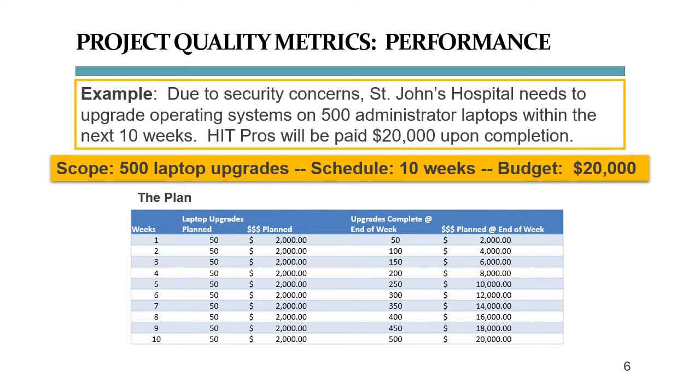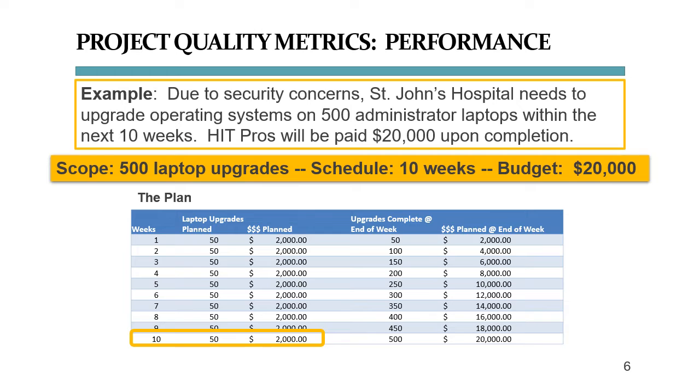Look at this table below. In the first column, we see all our weeks from 1 to 10. In the second column, we see that the plan is to upgrade 50 laptops a week. This is constant work, so we divide the $20,000 by the 10 weeks, and we see that we have $2,000 available per week to upgrade 50 laptops per week.